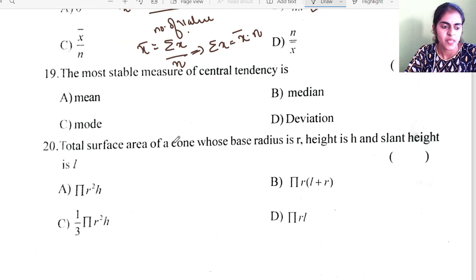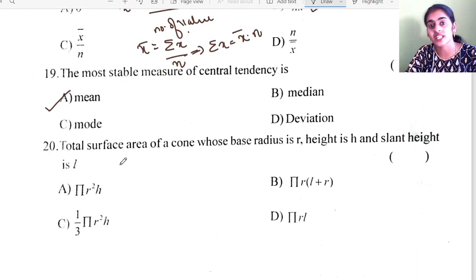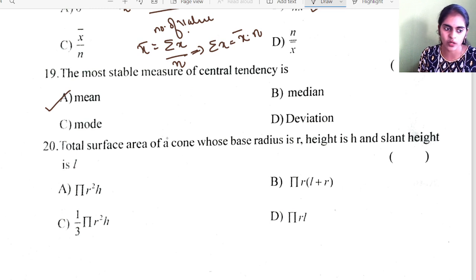See the next one. The most stable measure of central tendency is what? Mean is the most stable measure of central tendency. The reason is that in mean you take all the data. For median you concentrate only on the middle value, and for mode only on the highest. But in mean you use the whole data, so it gives a more stable and more accurate central tendency. Did you understand the reason now?